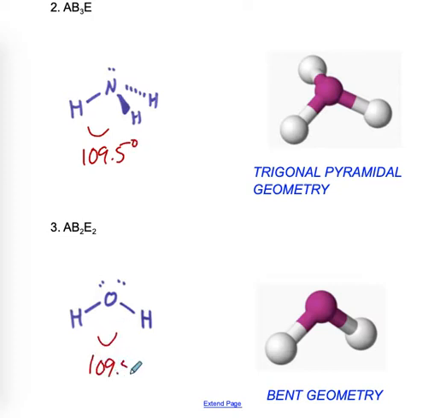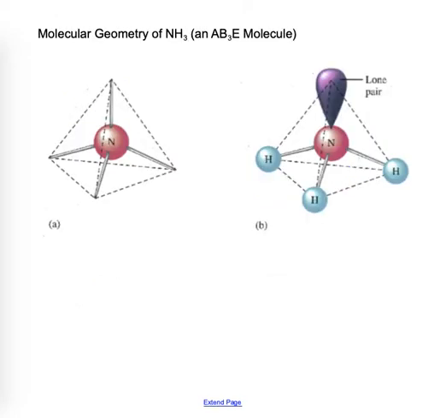Notice that there are two types of geometries that are referred to as bent: AB2E, two bonds and one lone pair; AB2E2, two bonds and two lone pairs. They have different bond angles, but they're both also referred to as bent geometries.